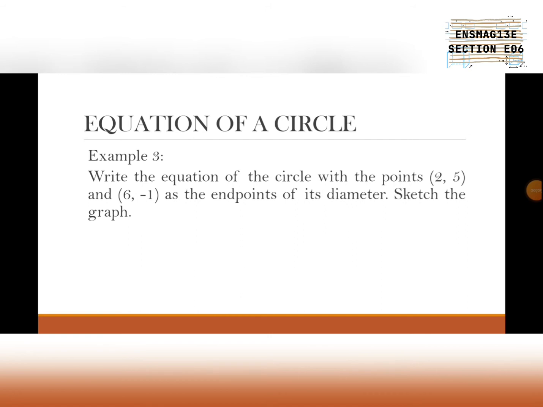Example number 3. Write the equation of the circle with the points 2, 5, and 6, negative 1 as the endpoints of its diameter. Sketch the graph.